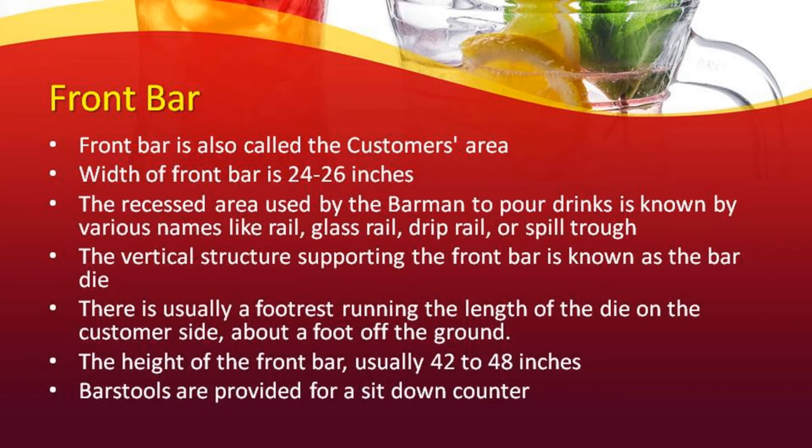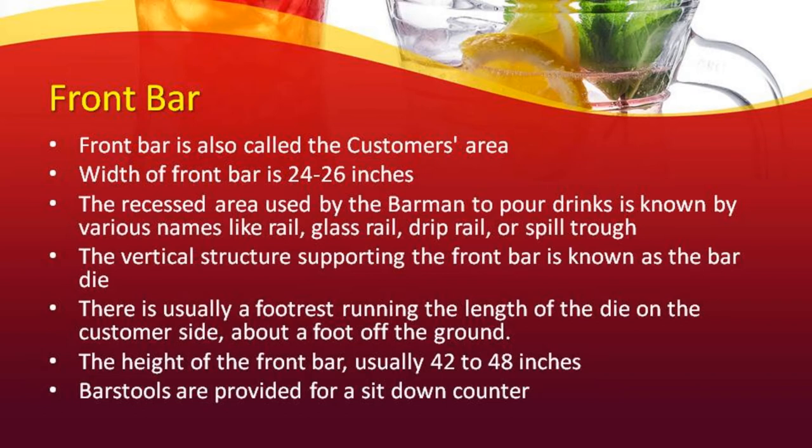The last few inches of the back edge of the front bar are usually recessed, and the bartender pours the drinks here to demonstrate liquor, brand, and pouring skills. This recessed area is known by various names like rail, glass rail, drip rail, or spill trough.